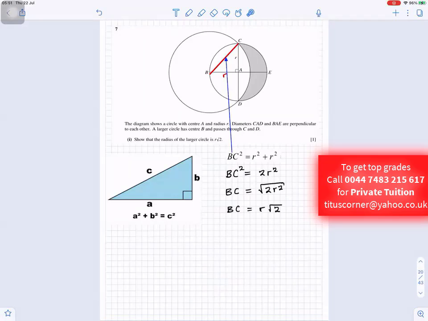So you look at this triangle A, B, and C. The hypotenuse BC squared is equal to the radius squared plus the radius squared. So BC squared is R squared plus R squared, which is 2R squared. So BC is the square root of 2R squared. The square root of R squared is R and the square root of 2 is root 2. So BC is R root 2. So we are using Pythagoras' theorem.